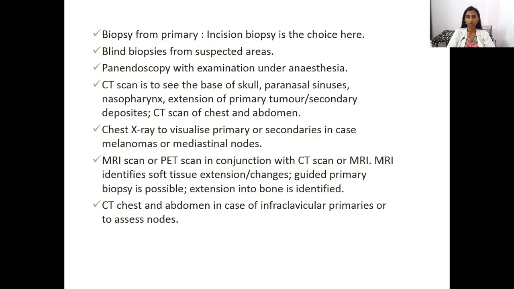Chest X-ray is to visualize primary or secondary in case of melanomas or mediastinal nodes. MRI scan or PET scan in conjunction with CT scan would be required. MRIs identify soft tissue extension and minute changes. Guided primary biopsy is possible with MRI, and extension into bone is identified. CT chest and abdomen in case of infraclavicular primaries is done to assess the nodes.